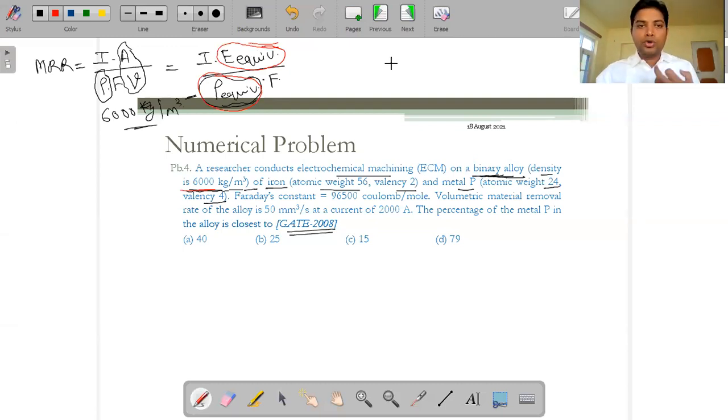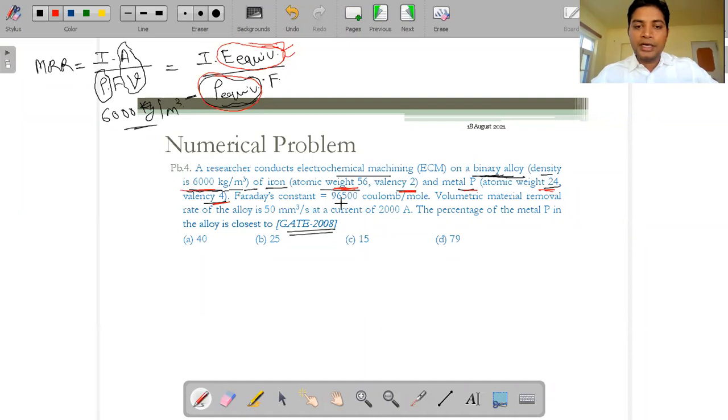So here please do not think that using a single atomic weight and a single valency we can calculate this E equivalent. No, no. If the binary alloy is a combination of two different materials, then two different values of A and V are required. That is given to you: the atomic weight for iron, the first material, and the atomic weight of P, which is 24, the second material. The valency is 2 for iron, the first material, and the valency is 4 for the second material. That is given to you guys, please do not confuse.